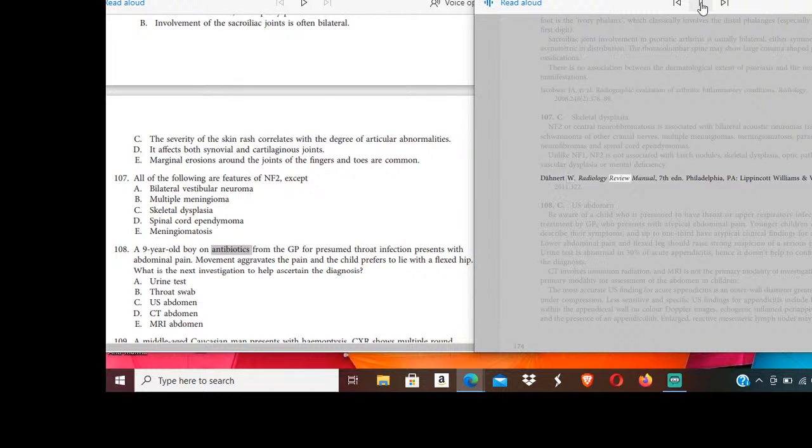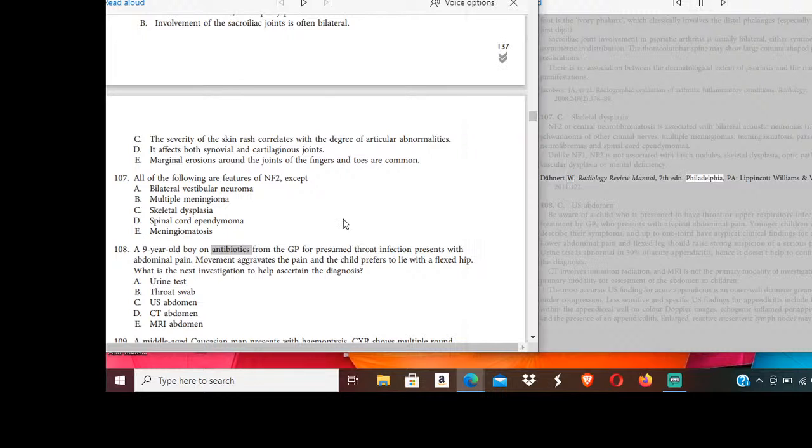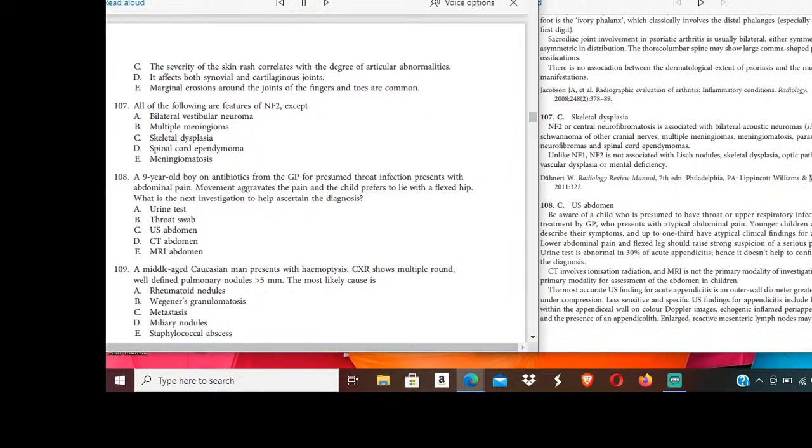Dähnert W., Radiology Review Manual, 7th ed. Philadelphia, PA, Lippincott Williams and Wilkins.